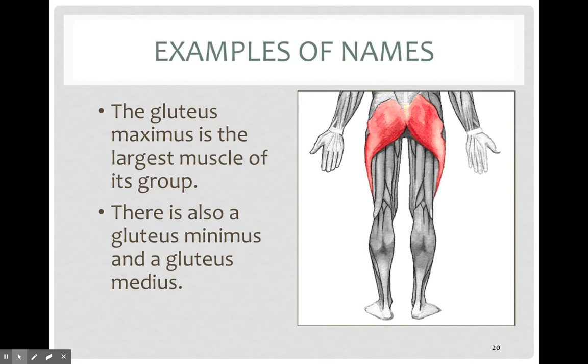Some examples of names. Okay, so the gluteus maximus is the largest muscle of its group. There's also a gluteus minimus and a gluteus medius. So maximus would be large. The gluteus maximus is the largest muscle of its group. The gluteus minimus, mini, would be the smallest of that group. And the gluteus medius would be in between the other two muscles in size.